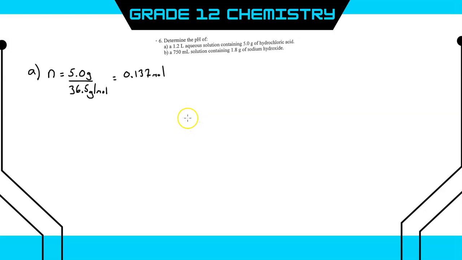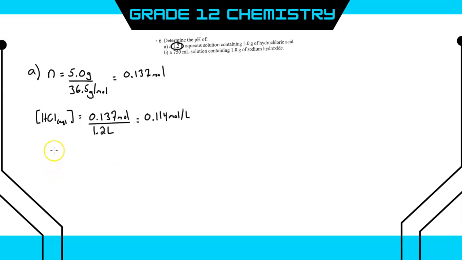Okay, once we have that, we can next look for the concentration of hydrochloric acid. Now concentration is moles divided by volume. So we just figured out moles. It's 0.137 moles divided by the volume, which they give us as 1.2 liters. And that gives us our concentration of 0.114 moles per liter. Now, since hydrochloric acid is a strong acid, we're going to get 100% ionization.